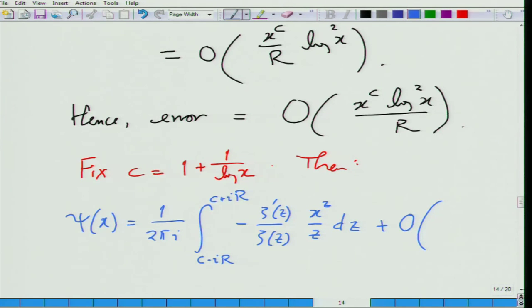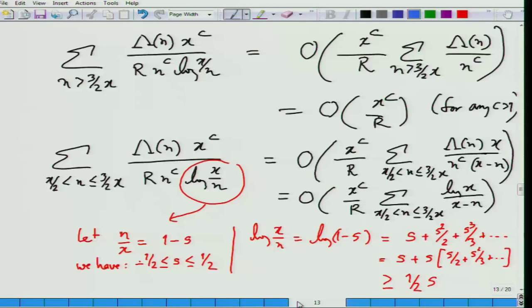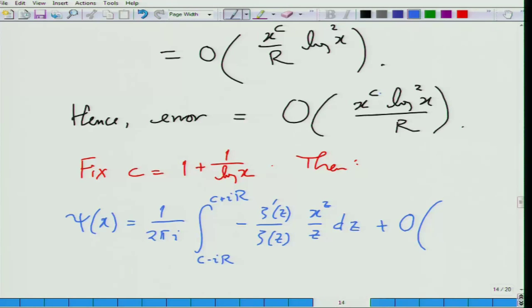What is x to the c for this value of c? That is pretty simple. In the last error term, there will not be x to the power c, it will only be x by r, because we have n to the power c in the denominator, and the minimum value n can take is x by 2. So that will cancel out. Okay, I got it. Yes, you are right. But it does not matter.